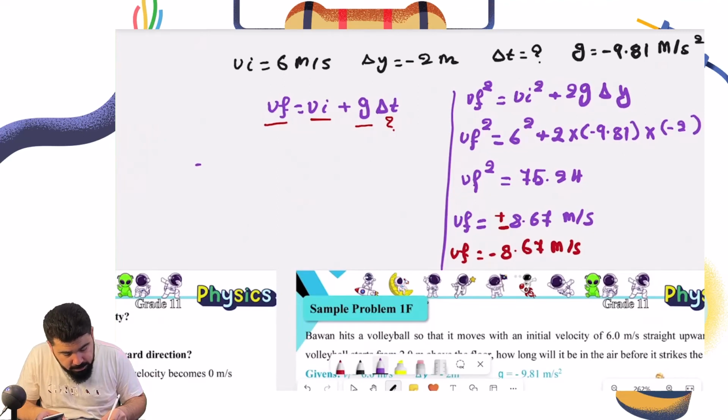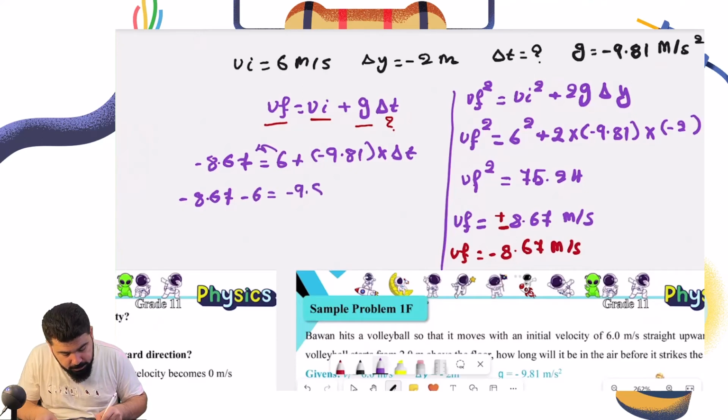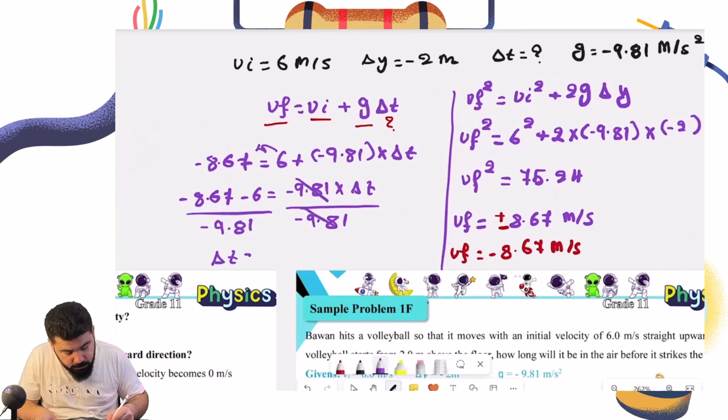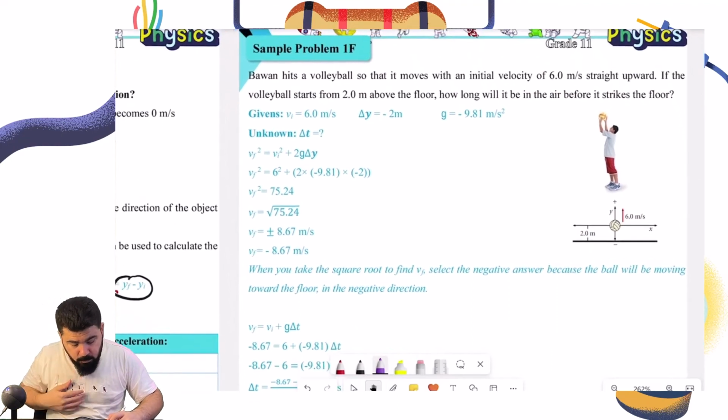V final is equal to negative 8.67, which is equal to 6 plus negative 9.81 multiplied by delta t. Move this 6 to the other side, it becomes negative 8.67 minus 6, which is equal to negative 9.81 multiplied by delta t. Divide both sides by negative 9.81. This one cancels. Delta t is equal to 1.5 seconds. Okay, that is sample problem 1F.